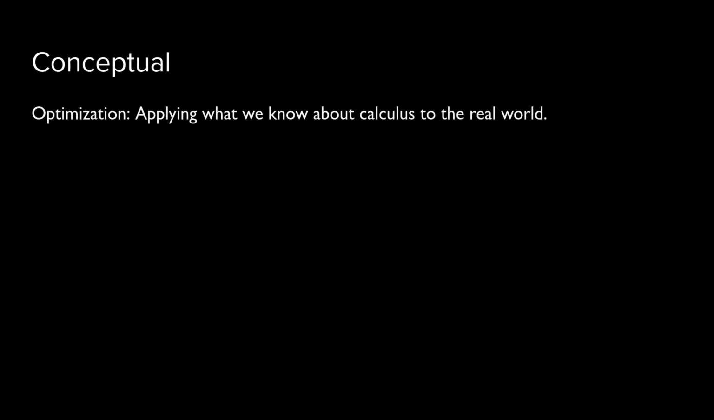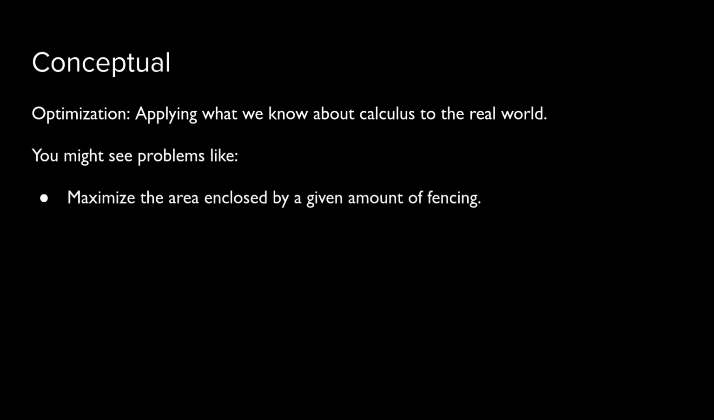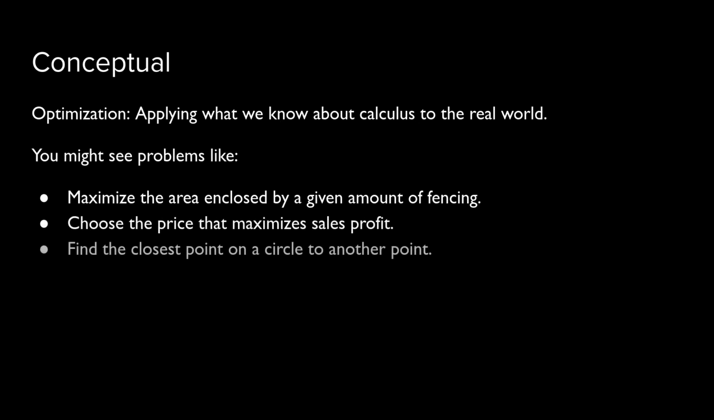So, conceptually, optimization is applying the stuff that we know about calculus to the real world. So you might see problems like this. Maximize the area enclosed by a given amount of fencing. Choose the price that maximizes sales profit. Or find the closest point on a circle to another point. And if you're looking carefully, you might notice what all 3 of these problems have in common. They all want you to find a value that maximizes or minimizes some quantity.